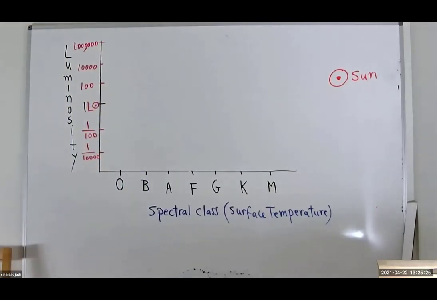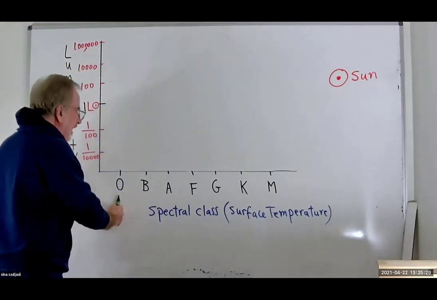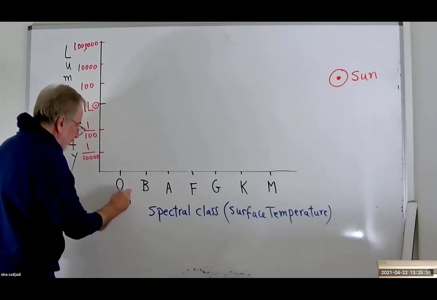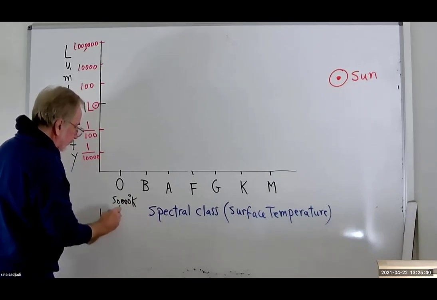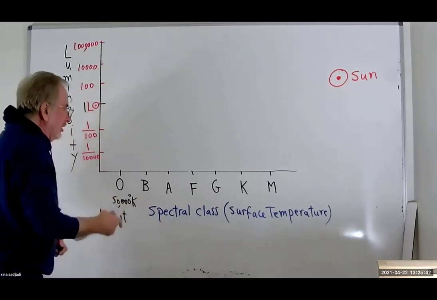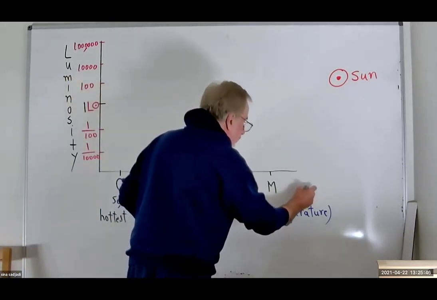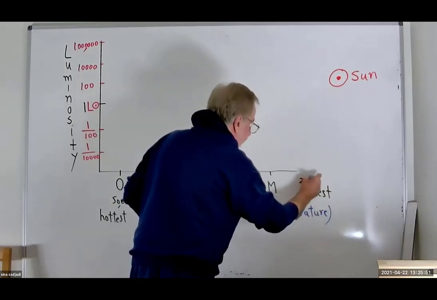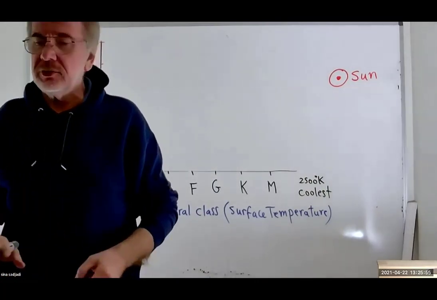Like that. So the hottest stars are something like 50,000 degrees Kelvin. That's as hot as it gets. So this is the hottest stars over here. Nobody's even seen one of these. And then here we have the coolest. It's about 2,500 degrees Kelvin. This is the surface temperature.